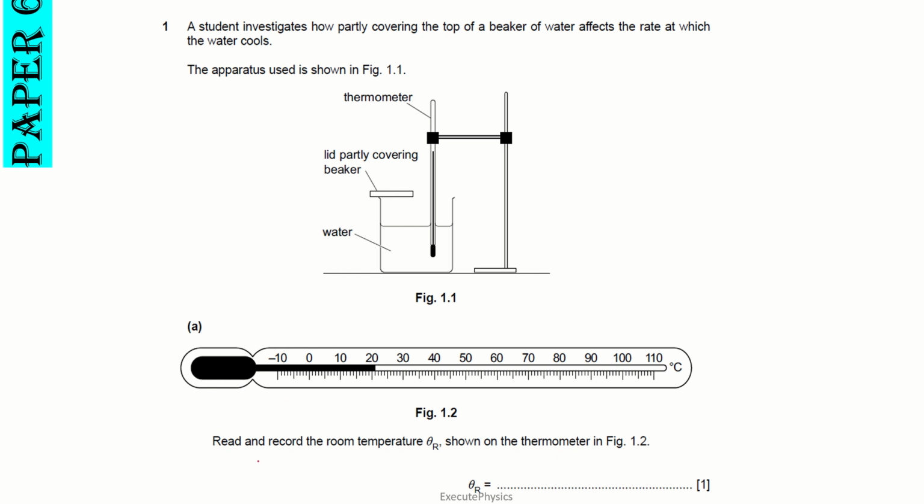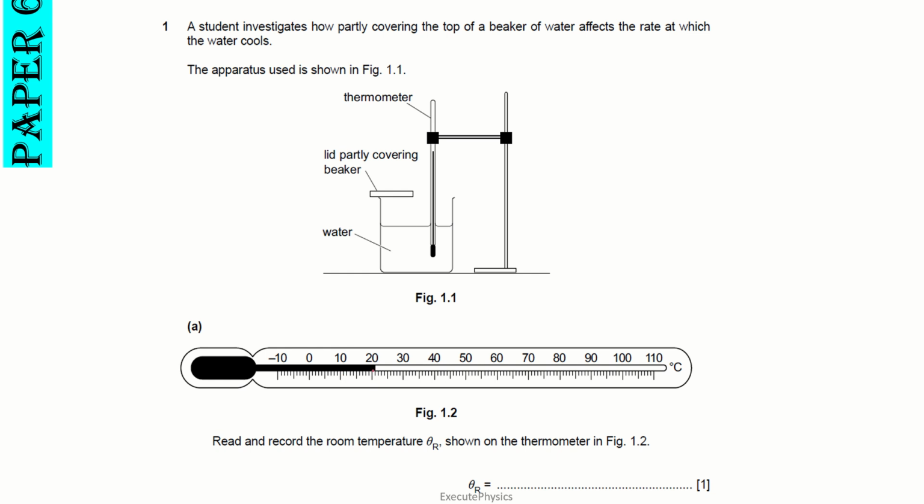You are asked to first record the room temperature theta shown on the thermometer in figure 1.2. This is a thermometer and its reading is shown. Before we take the reading, it is important for us to analyze how much each division is. So let's just find out. Between 10 and 20 there are 10 lines. So 20 minus 10 is 10. So 10 divided by the number of lines, 10. So each division is 1 degree Celsius.